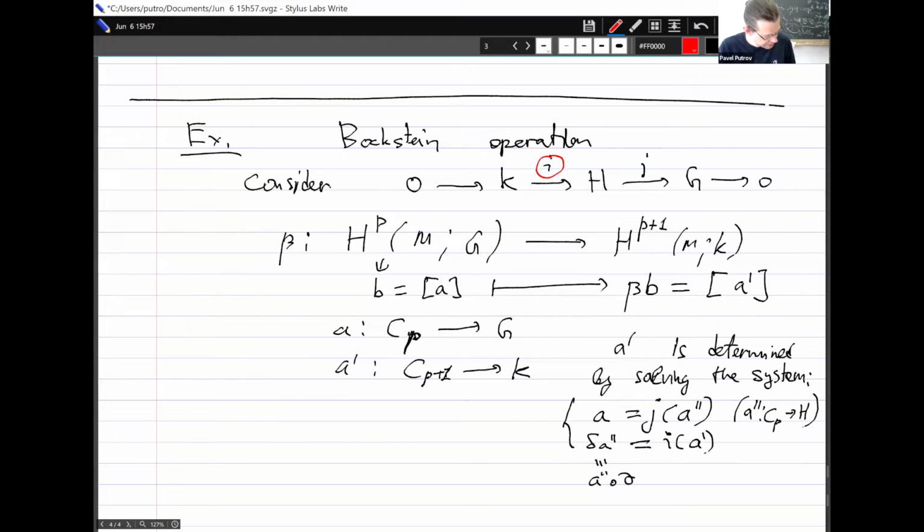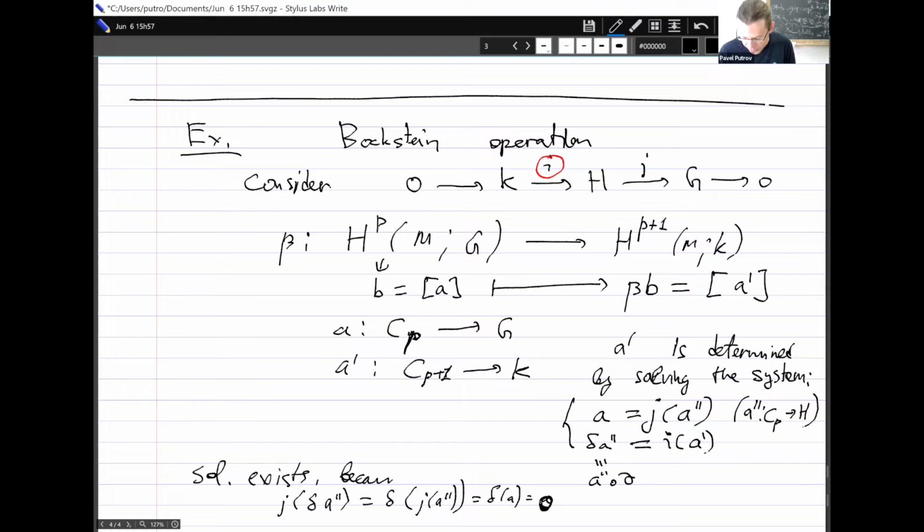And a solution always exists. Why can we find such A prime? Because if we apply J to this coboundary of A double prime, we can exchange the coboundary with J, and this will be the coboundary of J of A double prime, which by construction is A, and the coboundary of A is 0 because A represented a class in cohomology. This means that the coboundary of A double prime is in the kernel of J. But this means, because of the exactness of the sequence, that it is in the image of I, and then this means that we can find this A prime. So roughly it works like this.